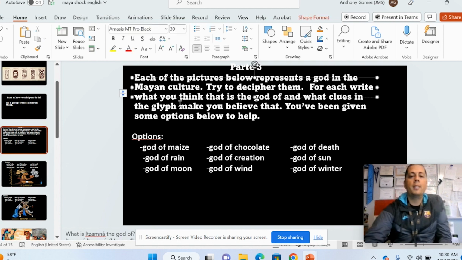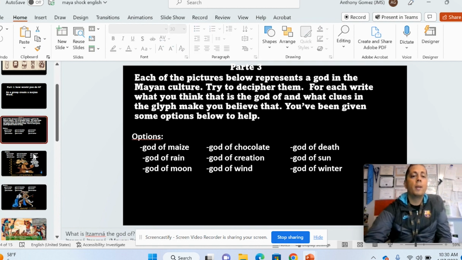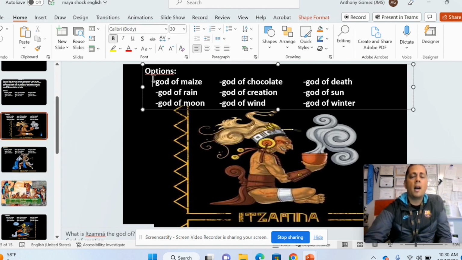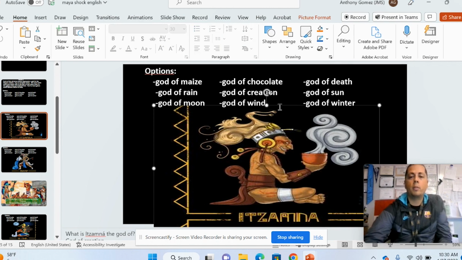So the next part here basically deals with Mayan gods. So what I have them do is I show them a picture of the Mayan god, and basically they have to try to take an educated guess as to what that god that they're seeing is the god of, right? So I tell them to write a sentence explaining why they think that, right? So they write, oh, I think it's the god of wind, and I think that because, and then they explain why, right? So this first one, for example, is a god of creation. They could say, oh, it's a god of creation because it looks like he has a bowl and there's smoke coming out, so maybe he just created something.